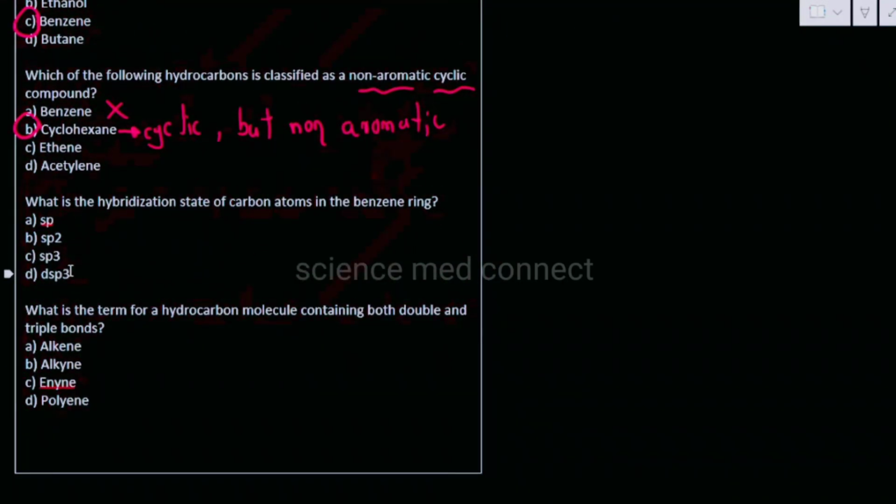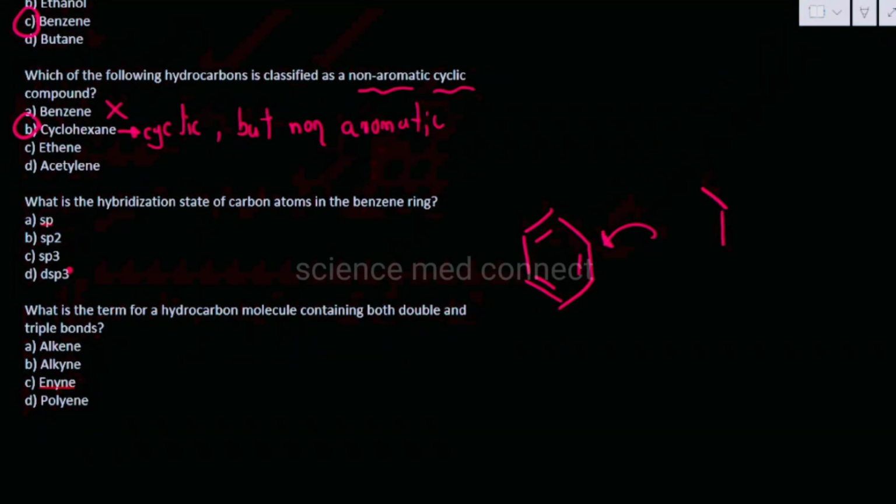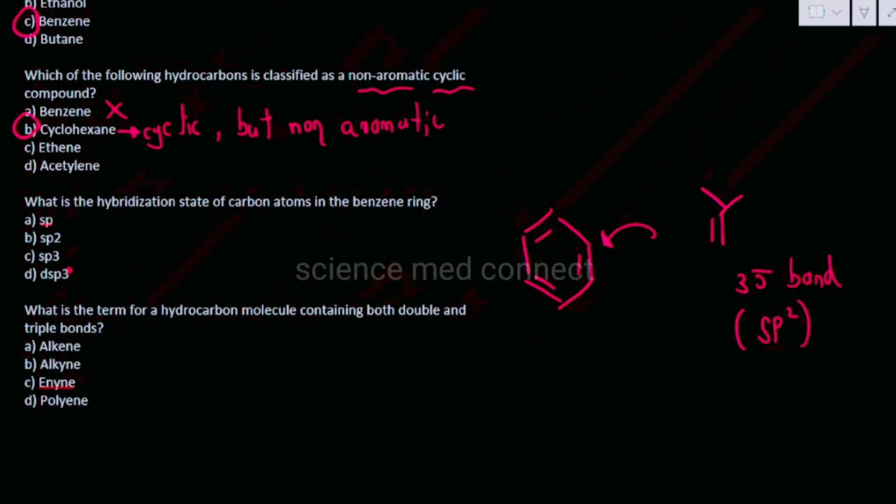So next question, what is the hybridization state of carbon atoms in the benzene ring? So let's draw a benzene molecule. So you can see there are double bonds between benzene carbon atoms. So if there is a double bond, it contains 3 sigma bonds, and if there are 3 sigma bonds, it shows the sp2 hybridization. So let's move on to the next question.